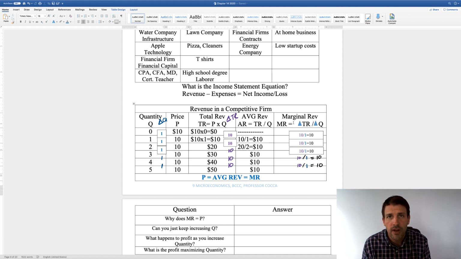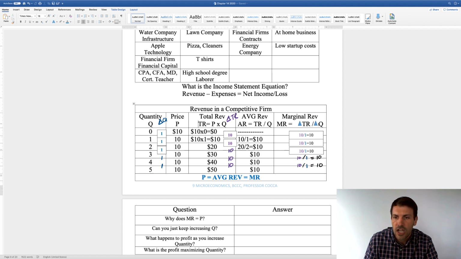Now the marginal revenue tells me for every extra unit I produce, every extra gallon of milk I produce, what's the extra revenue I get from producing that milk. So the way we calculate that, the triangle here again is the delta, and the Greek alphabet is change. So most of you hopefully know from mathematics that the triangle is change in total revenue. So the change in total revenue is right here. So 0 to 10 is 10, 10 to 20 is 10, 20 to 30 is 10.